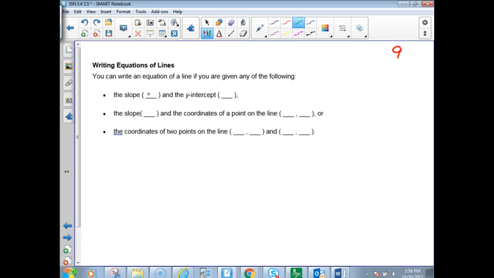Alrighty. Our slope, you can write an equation. So this is a summary. You can write an equation of a line if you're given any of the following. M, the slope, and the y-intercept, which is b. Then you would use y equals mx plus b form. You can use m, the slope, and the coordinates of one point, x1, y1. Then you would use x minus x1.